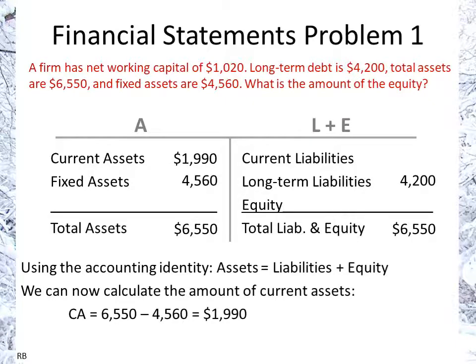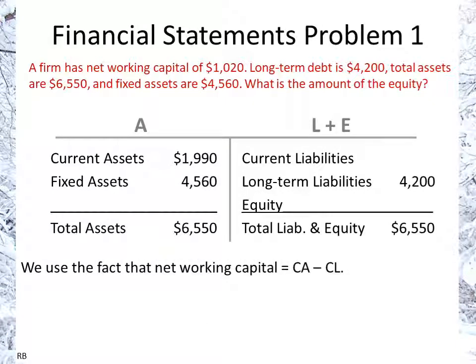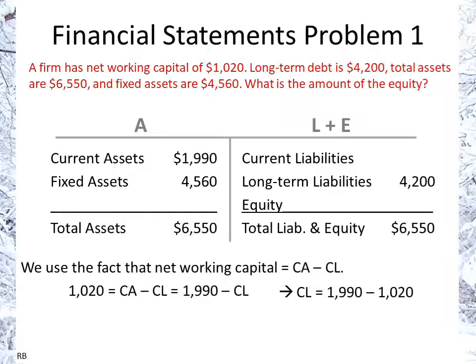And now we can take advantage of the fact that net working capital is current assets minus current liabilities, because we have now two of the three values and can figure out the current liabilities. So 1,020 is current assets minus current liabilities. That will give us the value of current liabilities of 970. So now we punch that number up there.